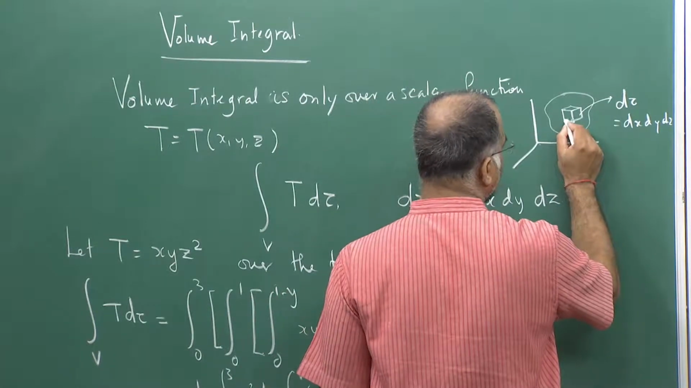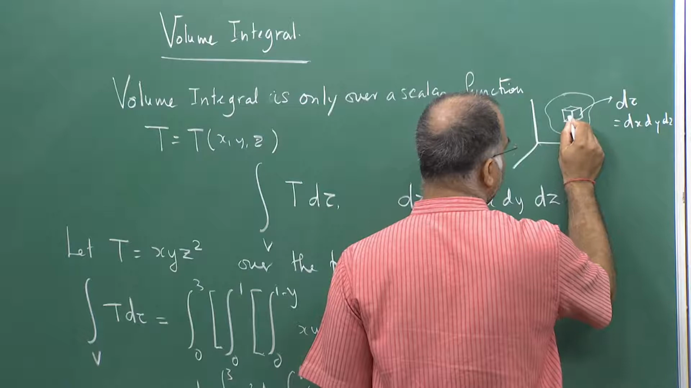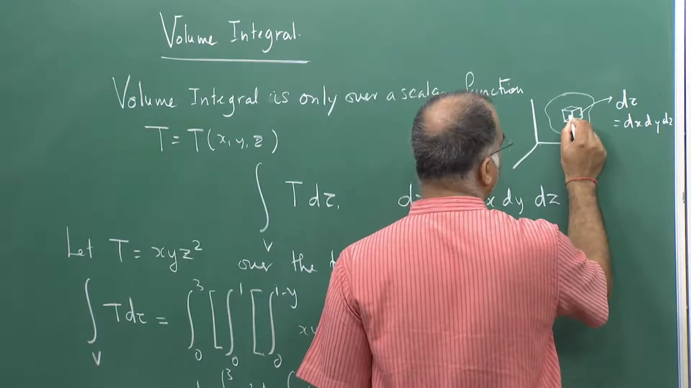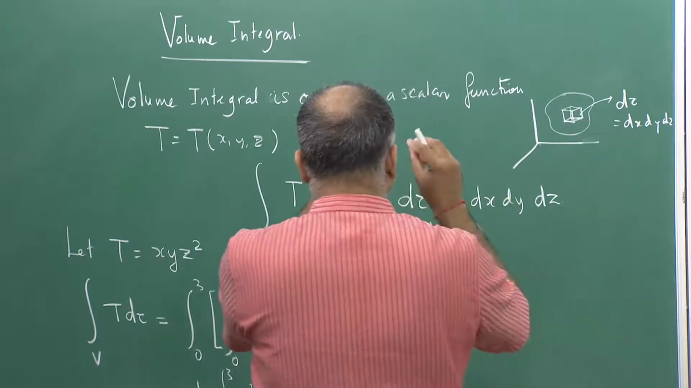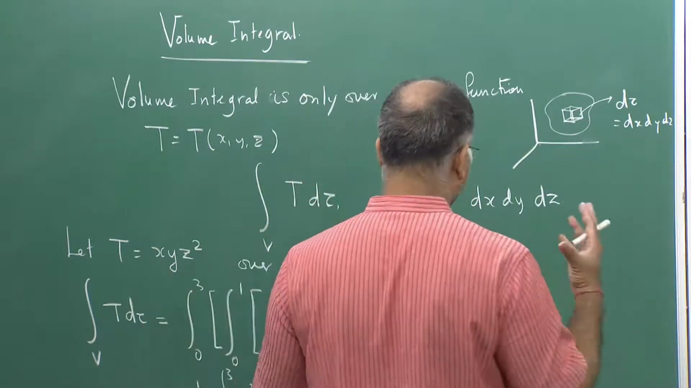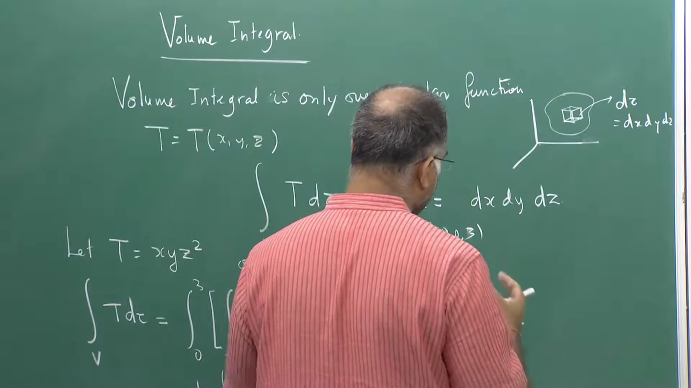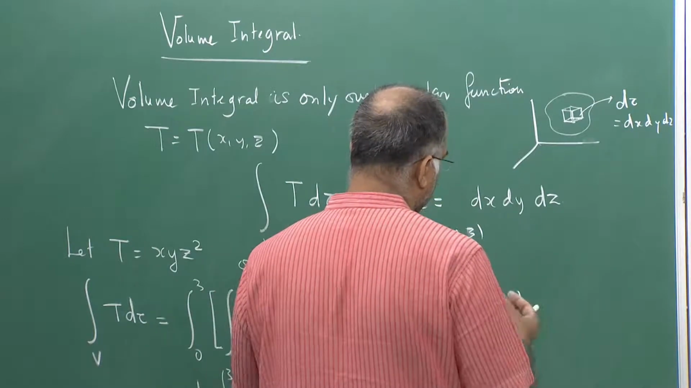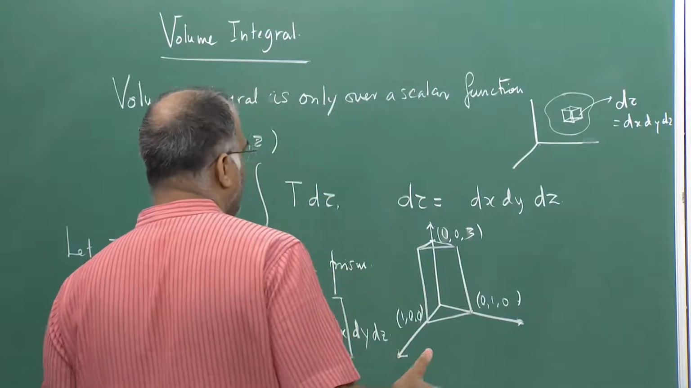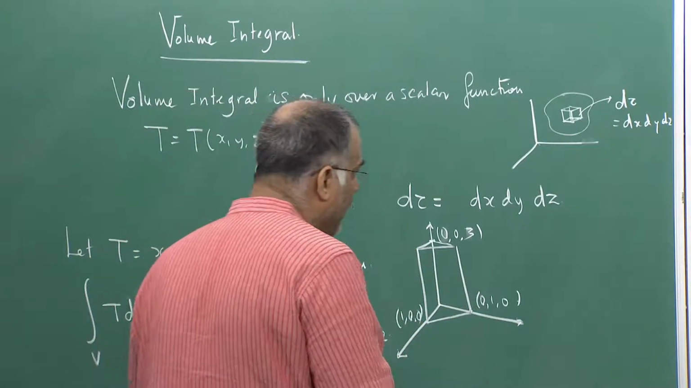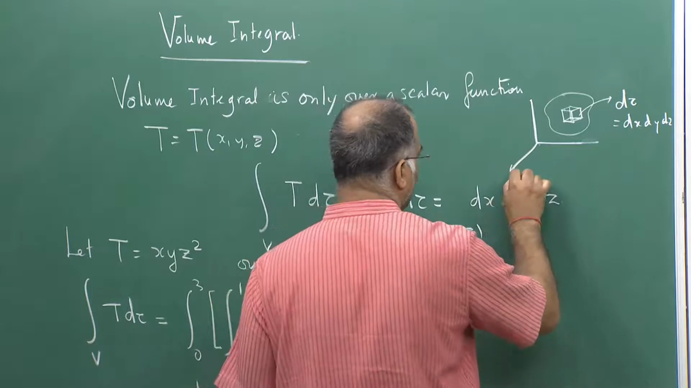If you move along the x direction, it is dx; along the y direction, it is dy; along the z direction, it is dz. So you draw a small cube; basically you break the body up into small cubes and find the volume of all those cubes, multiply those volumes with the function, add them up, and then take the limit by making the volume smaller and smaller. That is exactly what is going to give you the volume integral.